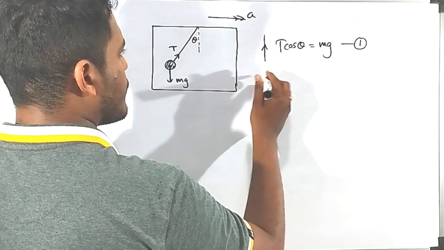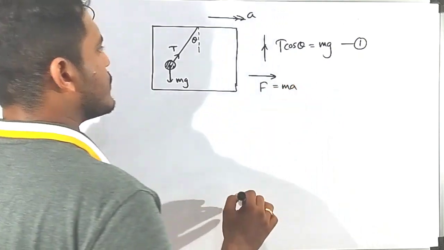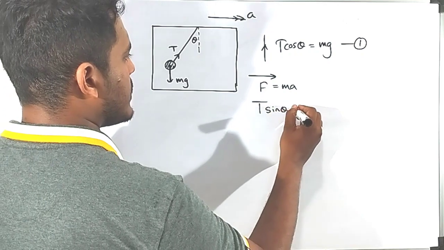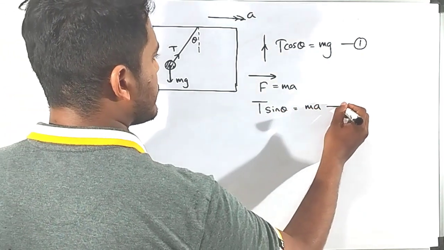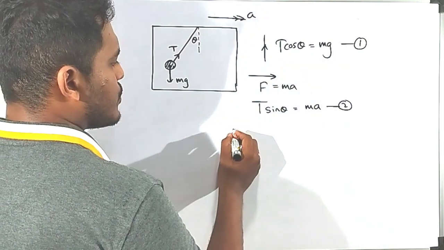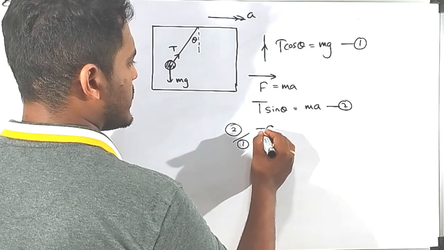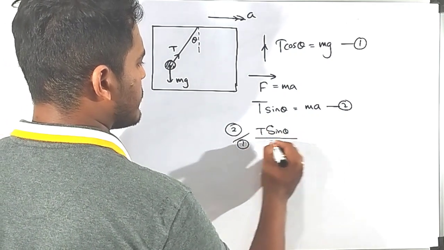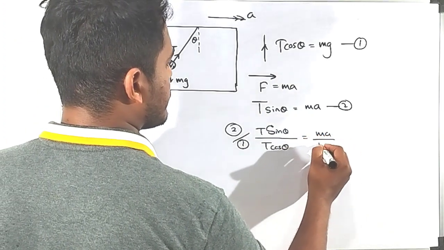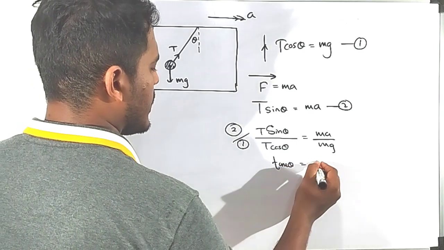According to F equals ma, the horizontal force will be T sin theta. Here T sin theta equals ma. This is the second equation. Then we divide 2 by 1: T sin theta divided by T cos theta equals ma over mg. So tan theta equals a over g.